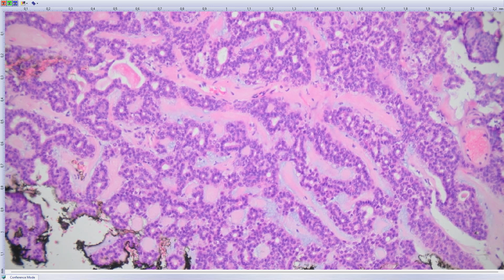I can tell you some immuno. So we did PLAG1, HMGA2 is negative. CK14 is positive, S100 is positive. SOX10 has been positive. And the diagnosis of this case was adenoid cystic carcinoma, and it came to me for a second opinion. My diagnosis is canalicular adenoma.